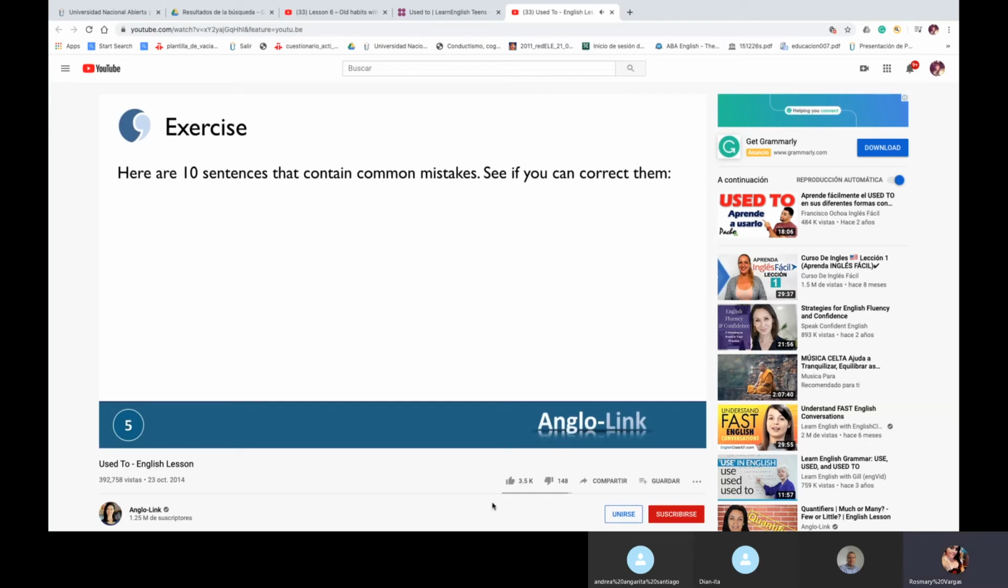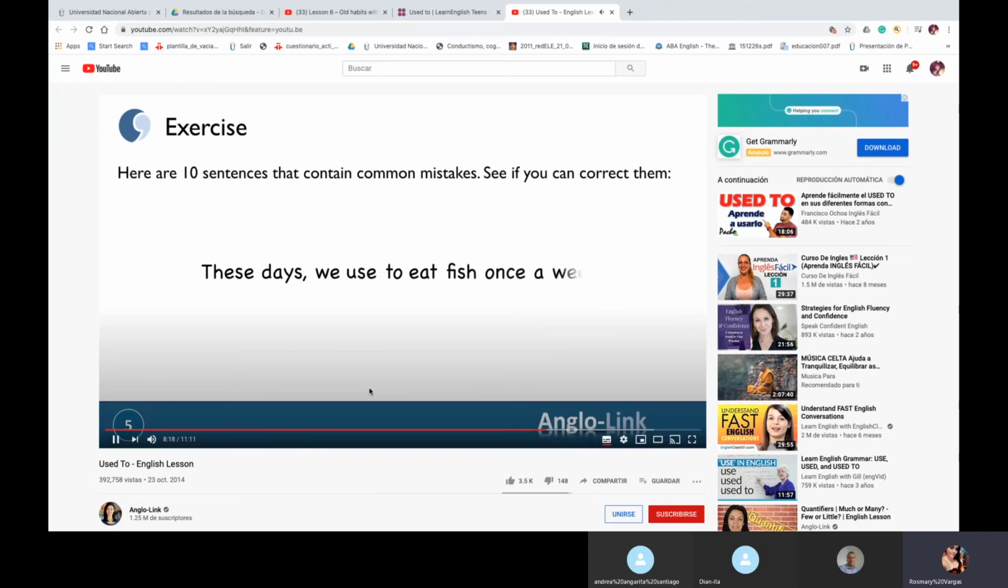Number 5. These days, we used to eat fish once a week. So, what do you think about this sentence? What is missing here? What is the mistake here? These days, we used to eat fish once a week. Use no have the D.